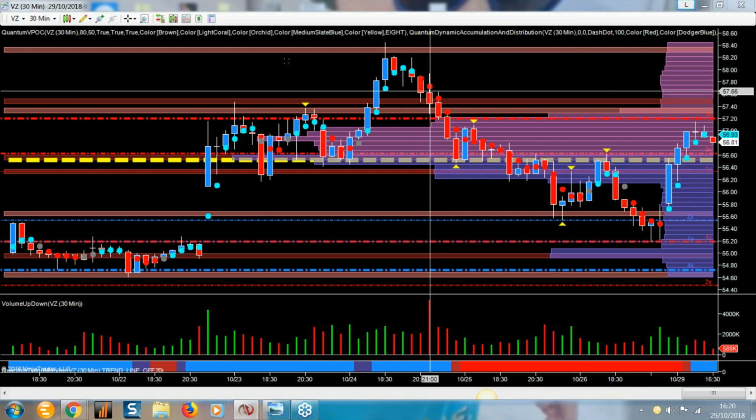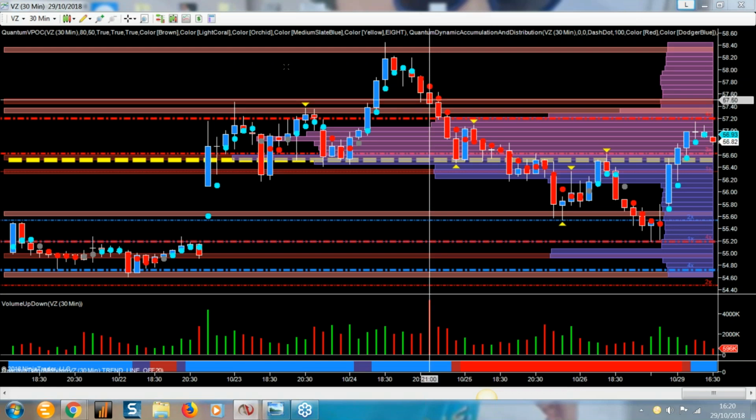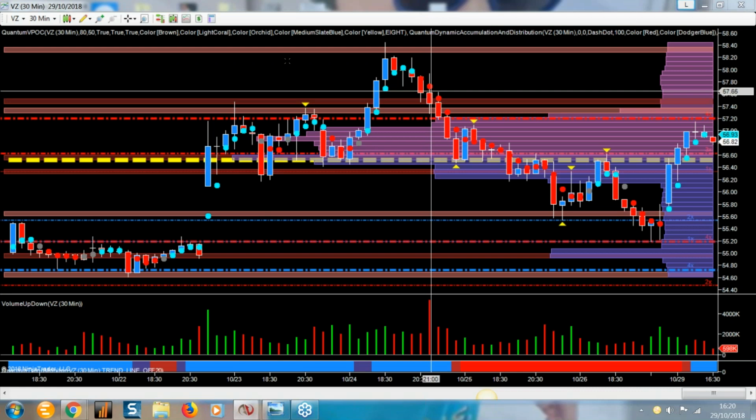So if you had taken a short, for whatever reason, you said, I think this has run out of steam, as it were. This is the sort of candle and volume combination that you would be looking out for. You'd be looking out for a lot of volume, effort to rise, and then a collapse back.